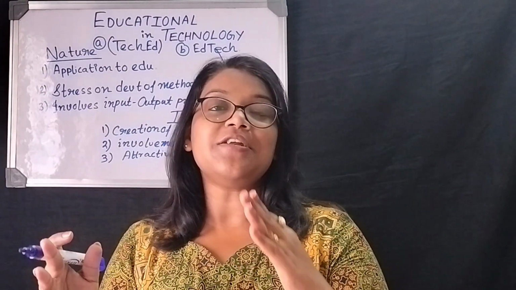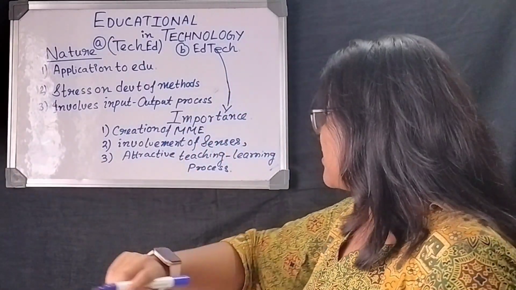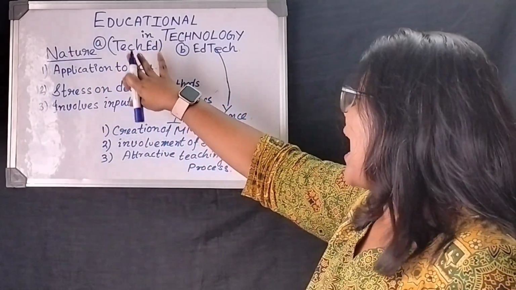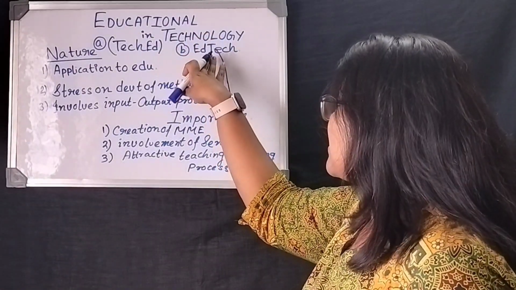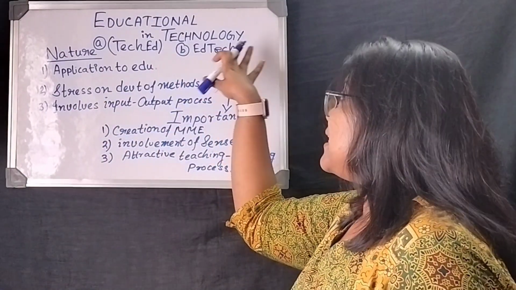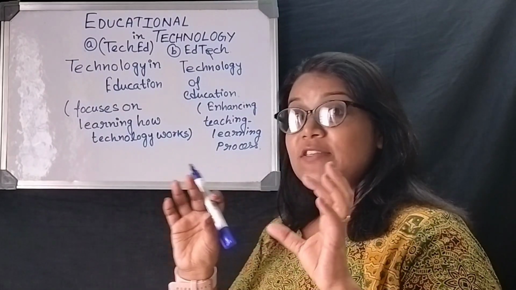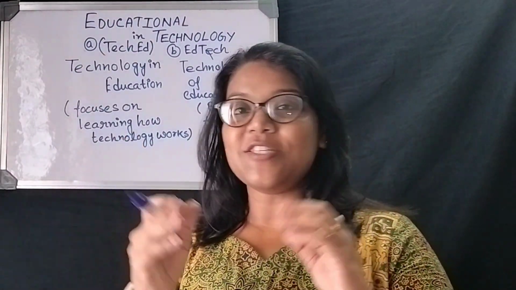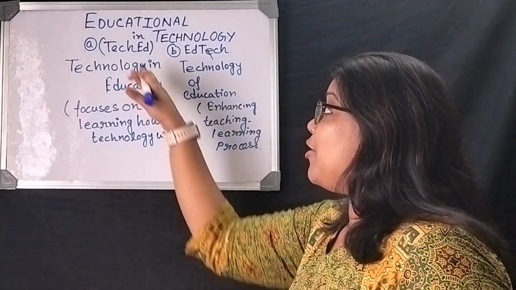So now going to the next part, that is educational technology is of two types. The first one is technology in education, which is denoted by technology take it, and on the other hand, technology of education, which is denoted by ed take. But there is a difference between technology in education and technology of education. So at first we have to discuss what you mean by technology in education or take it.